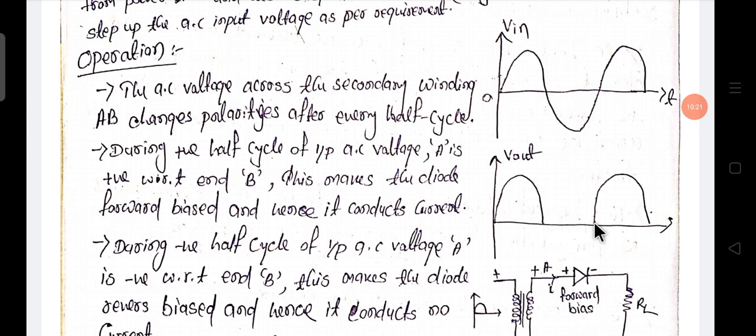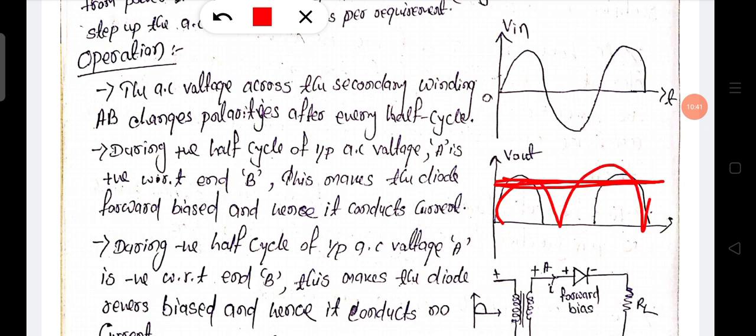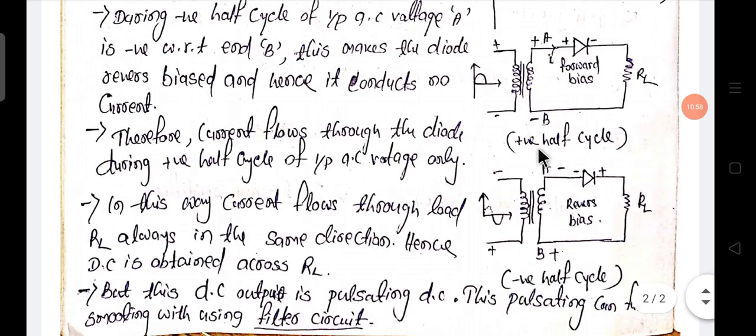This is a gap, and this is again the positive cycle. So it is a pulsating DC. For smooth DC we want this, this is smooth DC, but this is pulsating DC. For smoothing this pulsating DC, we can use a filter circuit, which we will study in coming classes. What is a filter circuit?